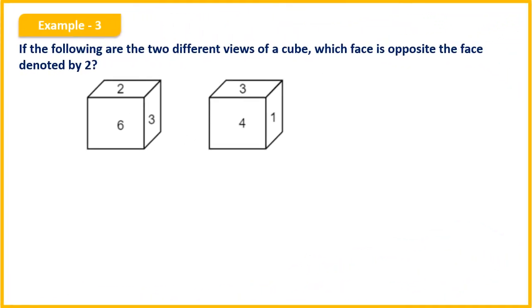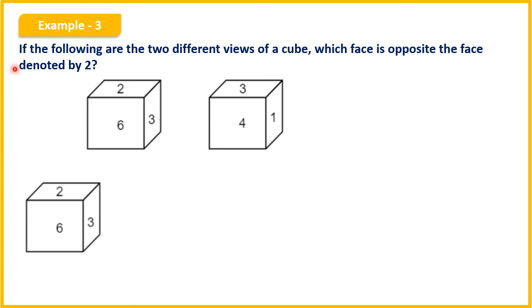Let's try out example 3. If the following are the two different views of a cube, which face is opposite the face denoted by 2? Now here only 2 views are given. Okay, which is the common face? 3 is the common face. So adjacent to 3, 1 and 4 are seen, so they cannot be opposite, and here adjacent to 3, 2 and 6 are shown, so they cannot be opposite. So opposite to 3, 2, 6, 1, 4 cannot be. So which face can be opposite to 3? It will be 5. Now here we need to solve this question by method of rotation.